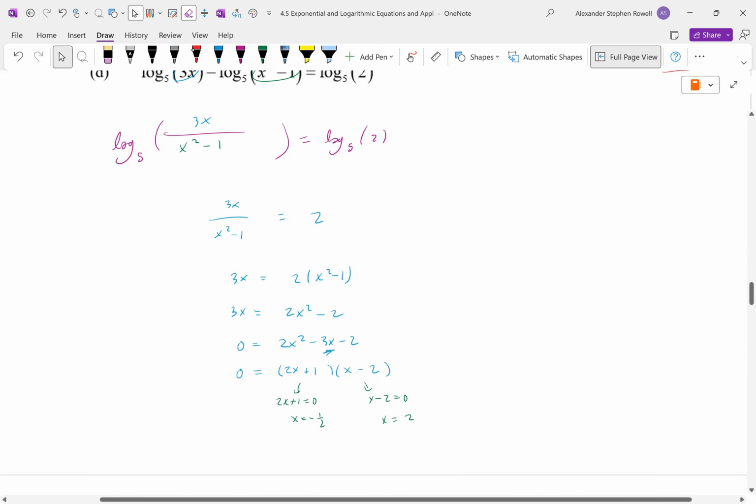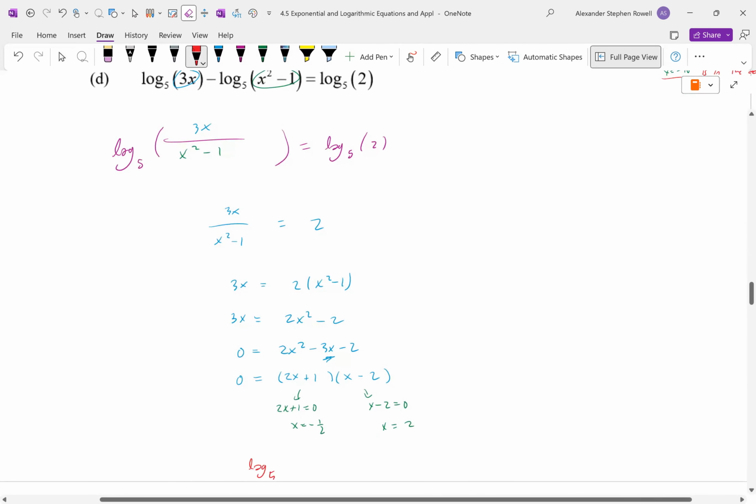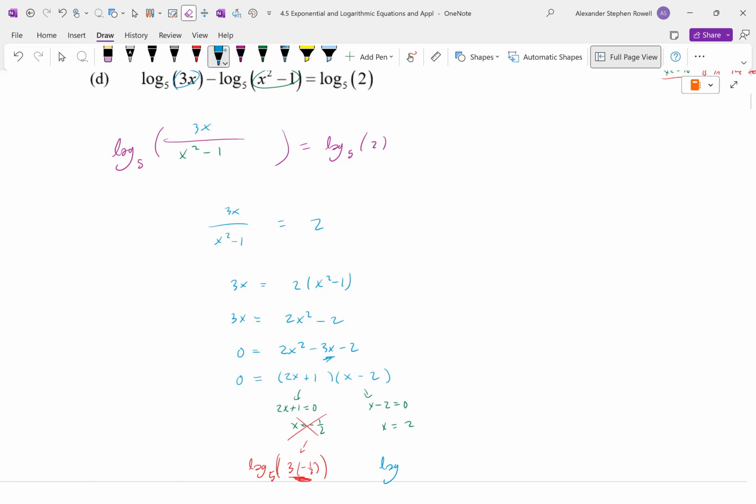So when I check, I always plug back into the original. Log base 5 of 3x, and I can't take log of a negative number, so I'm going to have to toss it. We can look at the next one. Log base 5 of 3 times 2. Sure, that's positive. That's okay. Minus log base 5 of 2 squared minus 1. That's positive. That's okay. It must check out in the domain of all logarithms. If it fails one, then it's invalid for the whole equation.